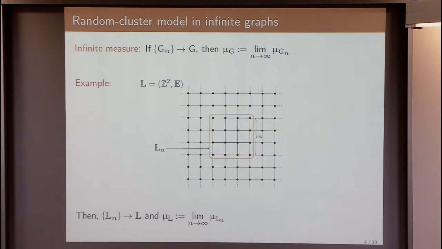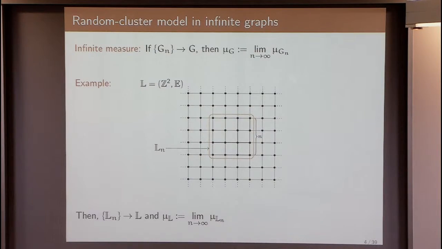Again, in this model, it makes sense to talk about the measure in the infinite graph. And here is an alternative definition, although we can define it in the same way as was defined in the previous talk. We can consider a sequence of graphs that converges to some infinite graph G. And then the random cluster measure in this infinite graph is just the limiting measure of this sequence of measures on each of these graphs.